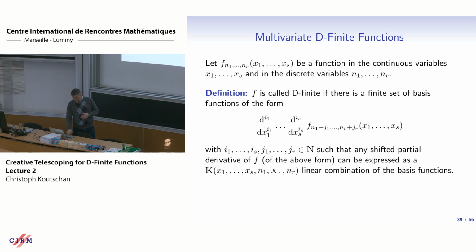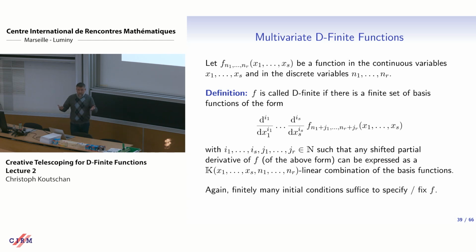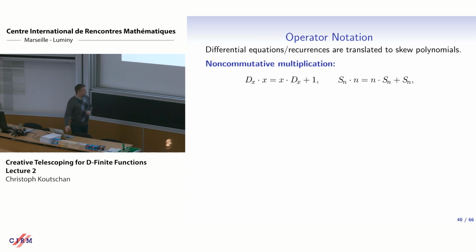Okay, and this linear combination should be over the field of rational functions in all these variables. And what we get is that, again, such functions can be represented by a finite amount of data. Namely, we have to store the recurrences and differential equations that this function satisfies, and finitely many initial conditions that correspond to this finite set of basis functions. Well, again, it is more convenient to represent this in the language of operators.